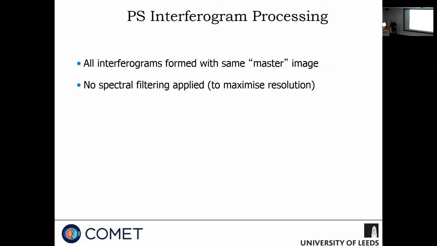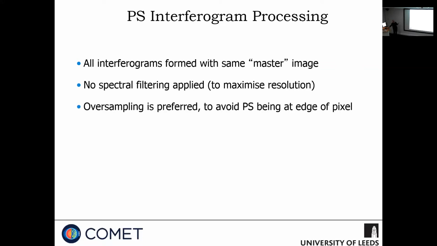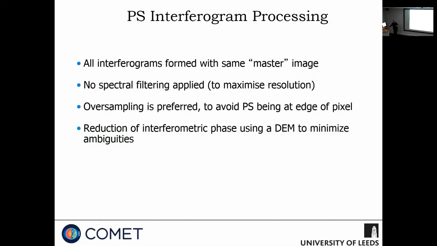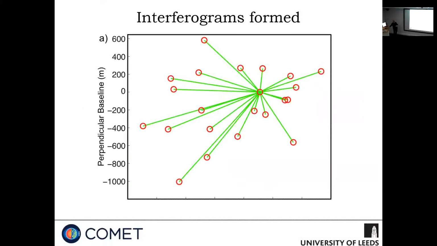No filtering is applied, don't worry about that earlier. Oversampling is preferred. The main purpose of this is to try and make sure that your white scatterer is actually somewhere near the middle, but it'll normally work either way. And we try to reduce the interferogram phase as much as possible, so we do the usual things, which is minimize ambiguities. So you end up with a series of interferograms, something like this.